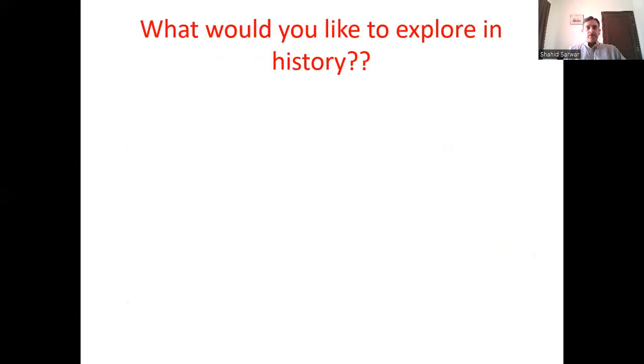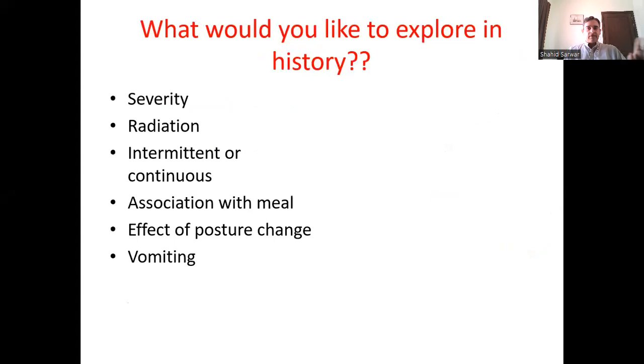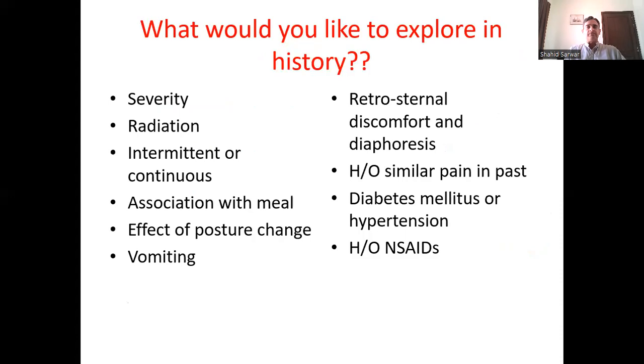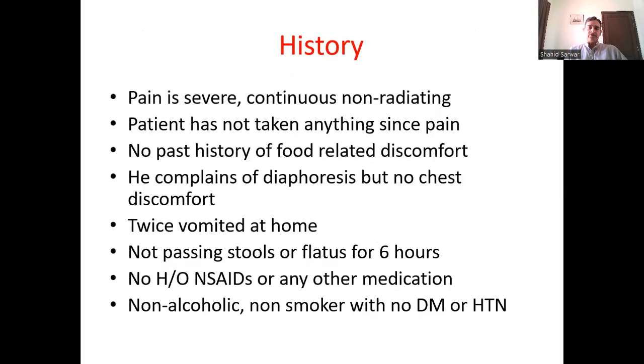So there are a number of points in history which we need to focus on while taking history from this particular patient. Obviously, we'll talk about severity, radiation, type of pain, its association with meals, and the effect of change of posture. We know in relation to pancreatitis why this question is important. Then the history of retrosternal discomfort and diaphoresis for somebody who's 40 years old is meaningful. Similarly, we'll ask whether there is a previous history of similar pain or not. Is he diabetic or hypertensive? All these things need to be explored in the history.